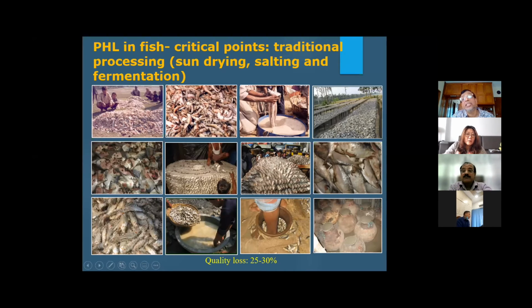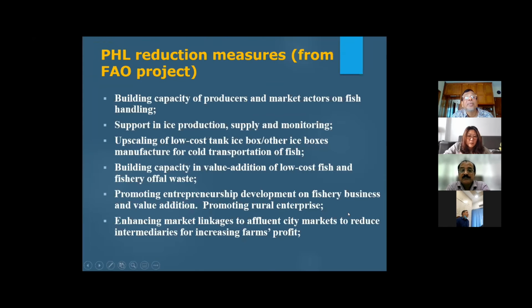Therefore, loss initiates. Processing is also mostly traditional, and hygienic conditions are not so good, and that's why storage is also not good, marketing is also not good, and huge post-harvest loss occurs. This quality loss is about 25 to 30%, as we have assessed. It is a quantitative loss.